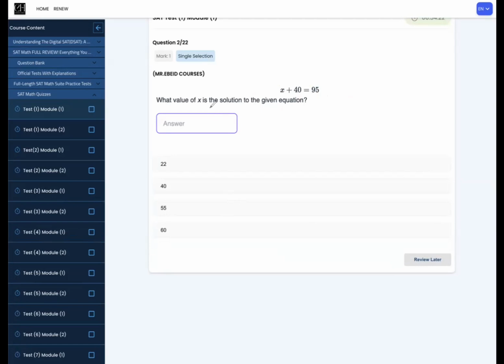What is the value of x in this equation? This is a very simple equation. We have x plus 40 equals 95. I think you will subtract 40 from both sides. It will be very easy. It will be 55. So the value of x is 55. Let's move to the next question.